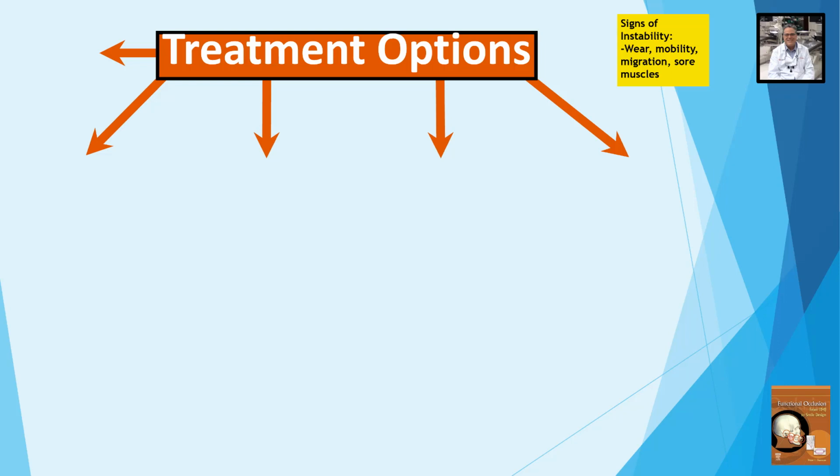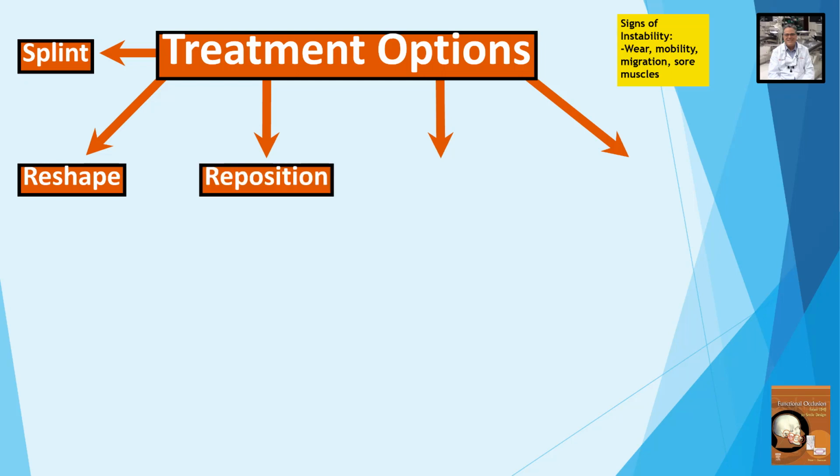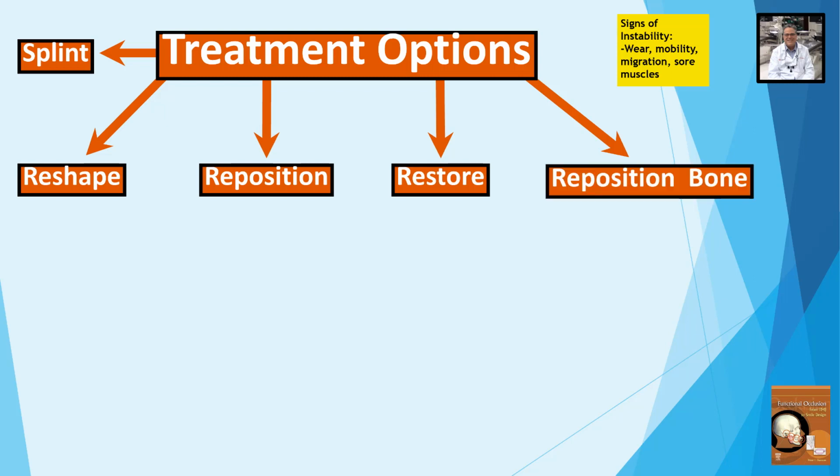So we have someone that's yellow, instability, wear, mobility, but the joint is stable. We can make them a splint, and sometimes that's a good way to start, particularly if you're not comfortable or confident enough to do something more permanent. But a splint can be quite valuable as a device until something more permanent can be resolved. Another option is to reshape the teeth. We call that an equilibration. We can reposition the teeth, or we can move them through ortho. We can restore the teeth. We can make crowns or fix occlusions with restorative dentistry. Or sometimes we need to reposition the bone.